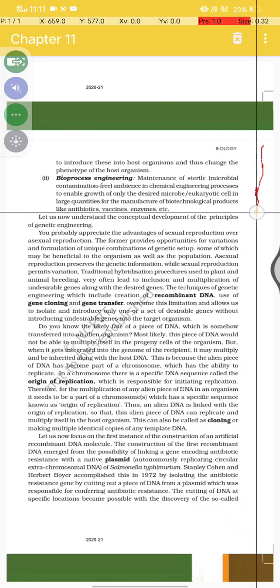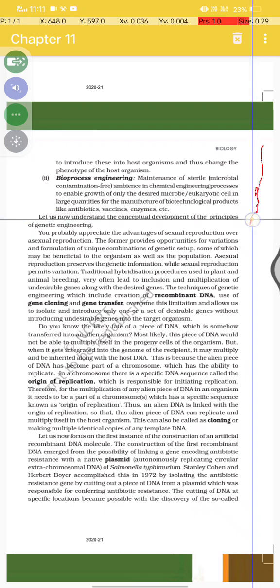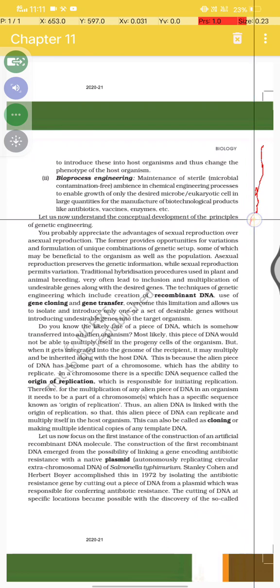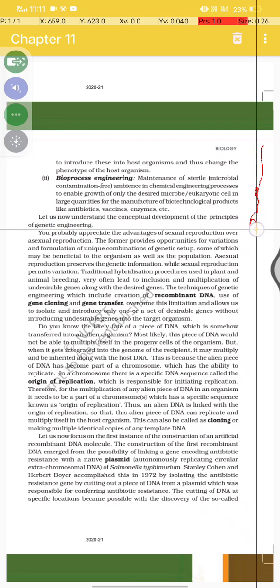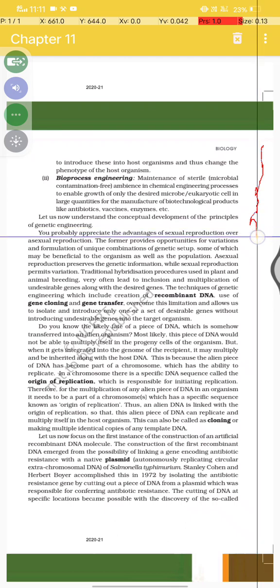vaccines, and enzymes, etc. Let us now understand the conceptual development of the principle of genetic engineering, and you will probably appreciate the advantage of sexual reproduction over asexual reproduction. The former provides opportunity for variation and the formulation of unique combinations of genetic setup, some of which may be beneficial to the organism as well as the population. Asexual reproduction preserves the genetic information, while sexual reproduction permits variation.